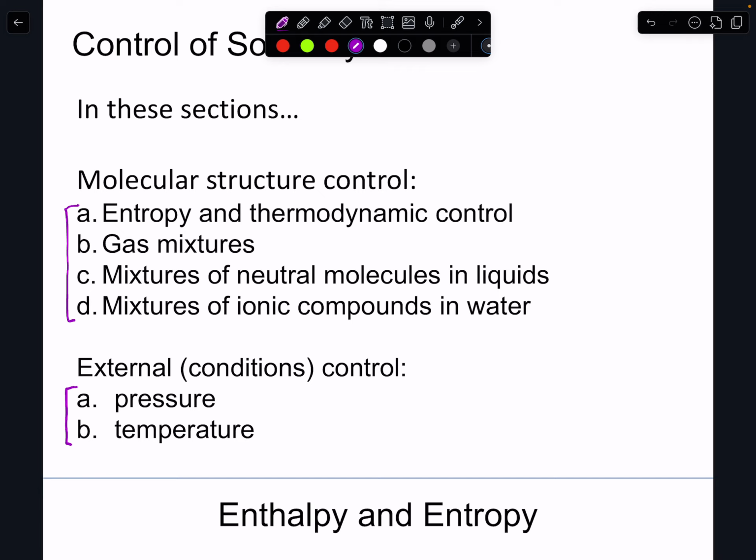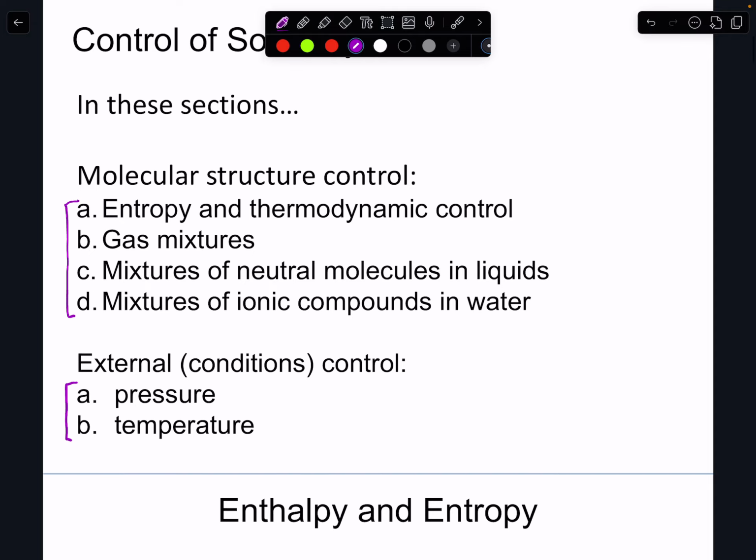So we can't influence whether something just wants to dissolve or not, but we can influence how much it dissolves in particular cases. And we'll look at air pressure or gas pressure for gases dissolving, and the effect of temperature on things dissolving in general.